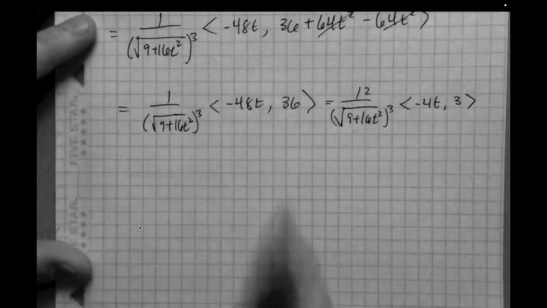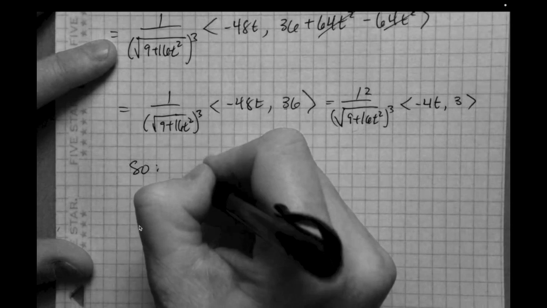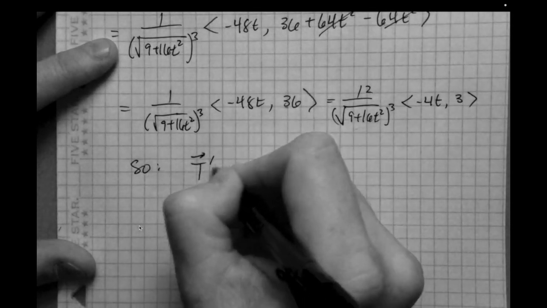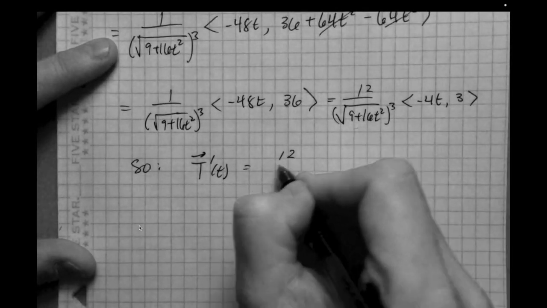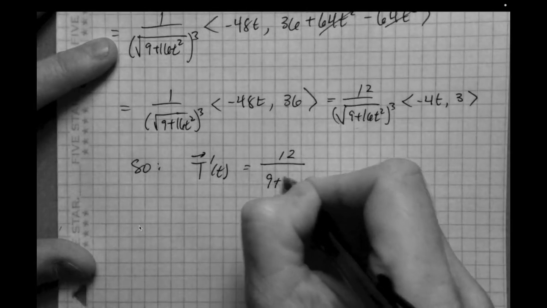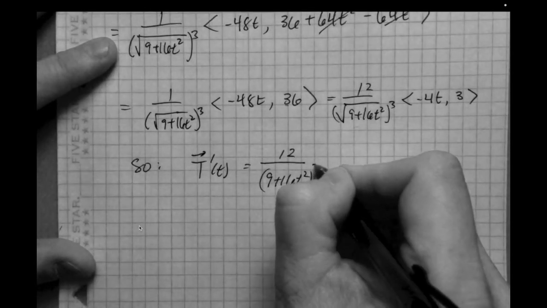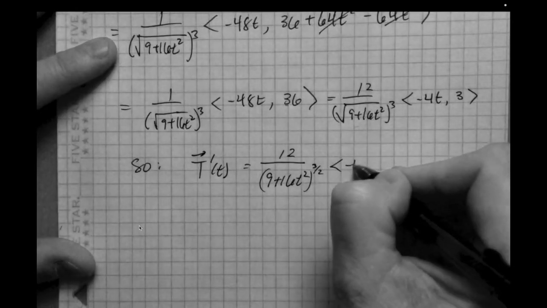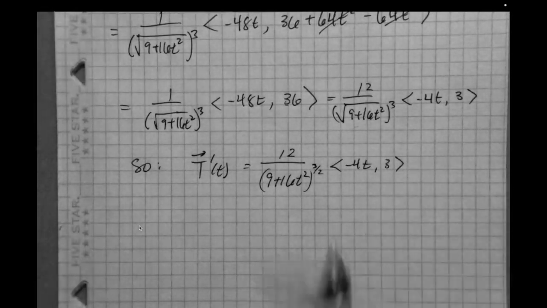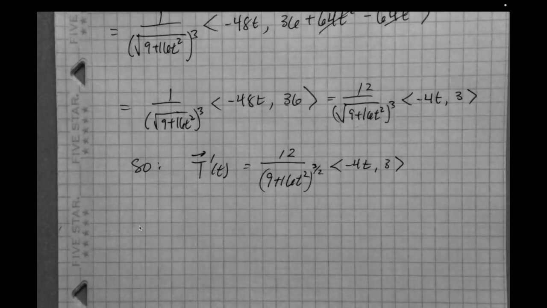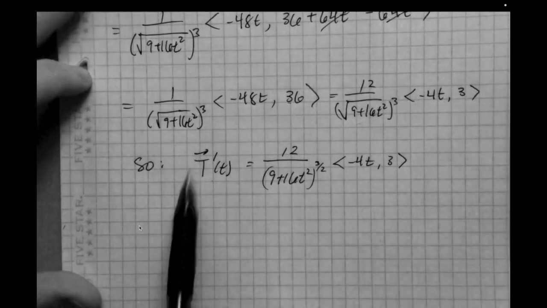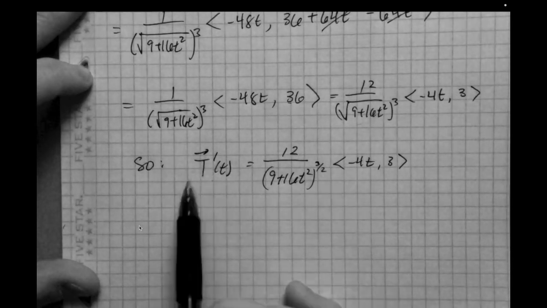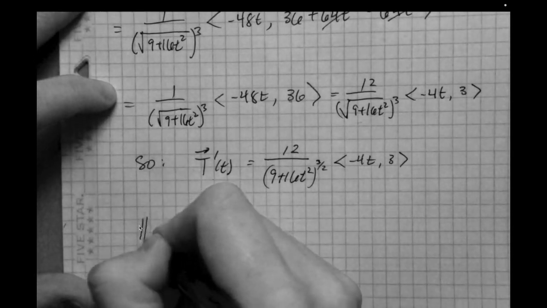Okay, and so what do we have here? So this is the derivative of the unit tangent vector. So the derivative of the unit tangent vector is 12 over 9 plus 16t squared to the 3/2 power times negative 4t, comma, 3. Okay, so that is our derivative. Now what's the norm of this thing? Because remember, the principal unit normal vector is going to be this divided by the norm of this. Right, so we still need that norm.